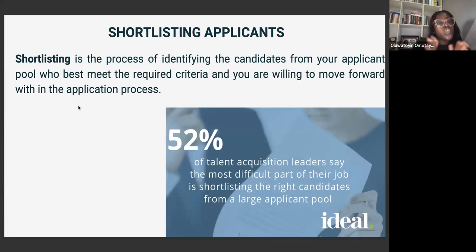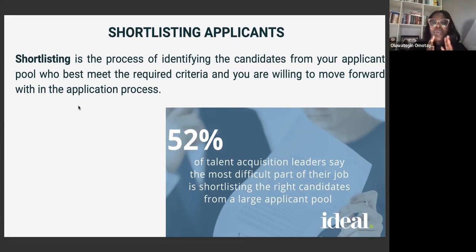Now, I use the word close to the best because at the shortlisting stage, you will still pick out more than one person. So for example, if you want to fill one role, you will most likely get about, say, 20 CVs. Shortlisting requires that you take the top 5 candidates and then subject them to another level of interview, if you see what I'm saying. So shortlisting is the process of identifying, from your large applicant pool, the people who meet the required criteria and are willing to move forward in the application process, okay?